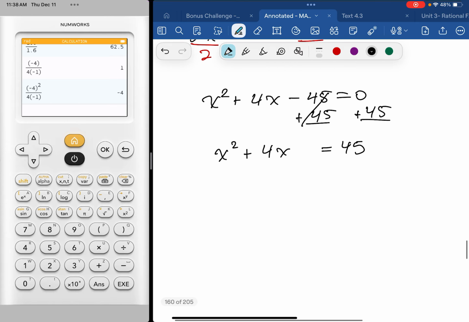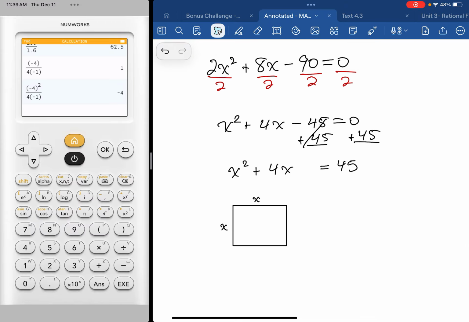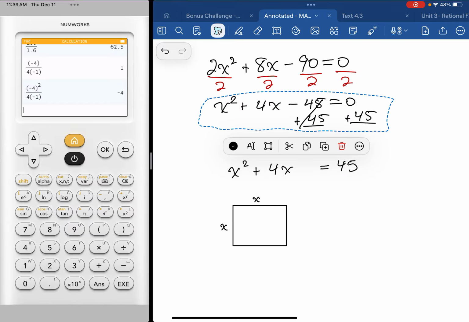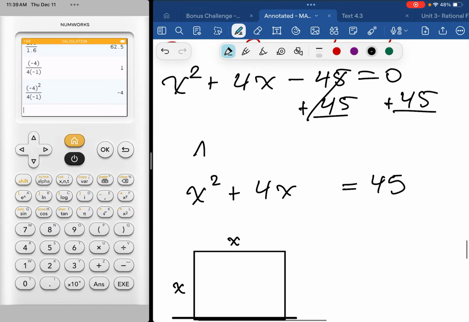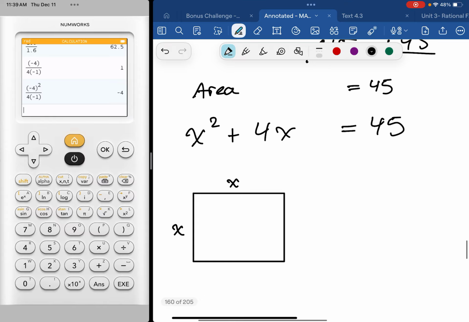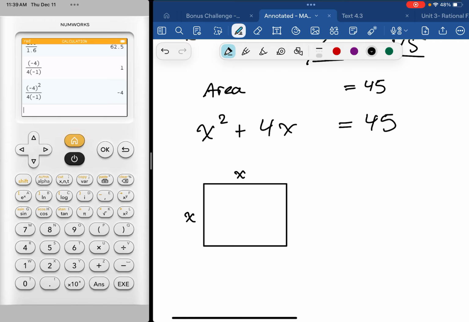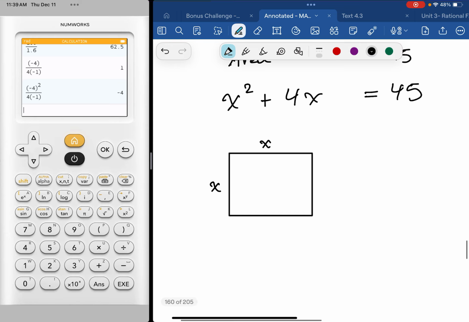So what we're going to do here is draw a physical square. x by x. x times x is x squared. What this is saying, in a geometric context, is that we have the area of some rectangular object equal to 45. So that 4x, I can add on another 4 of those x's.